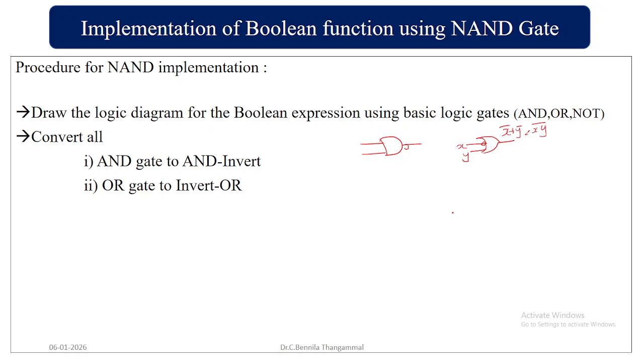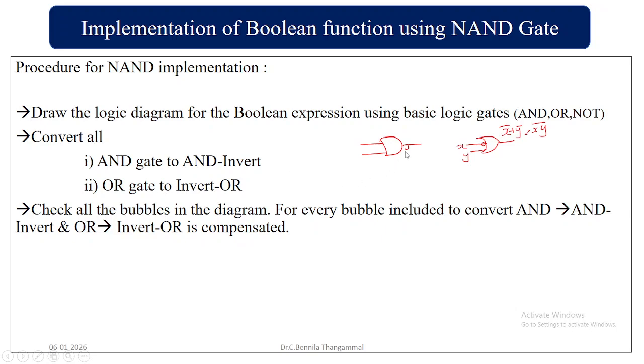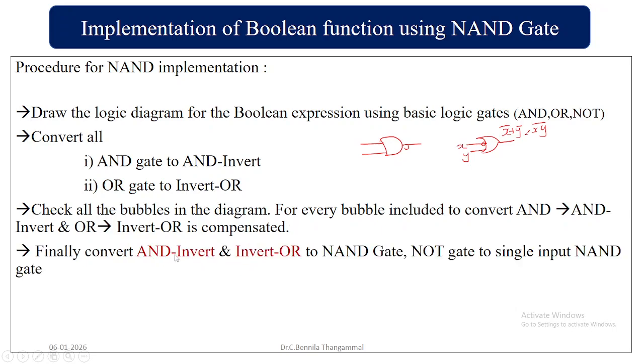So invert OR and then AND invert is going to be your NAND gate. Once I introduce the bubble to convert AND to NAND or to invert OR, I should give compensation so that the value of the expression will not be changed. I should make sure that every bubble I have included is compensated. Then convert all the AND invert and invert OR to NAND gates, and NOT gates to a single input NAND gate. So all the gates will be in terms of NAND gates.